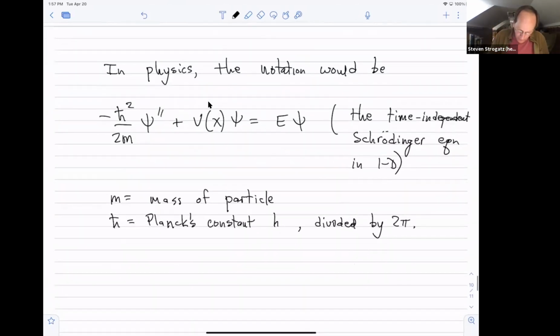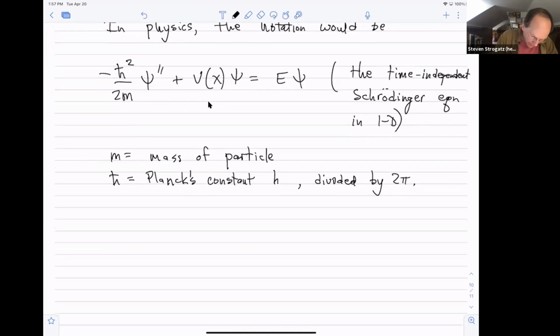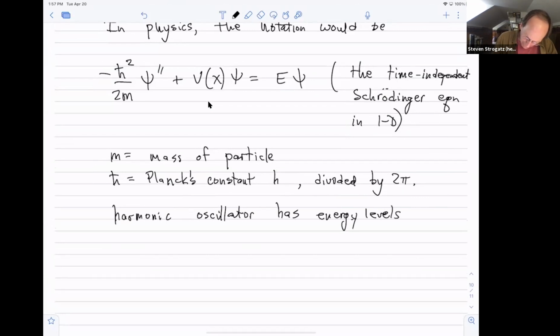And so in those courses, you could show that the harmonic oscillator has allowed energies or energy levels, E sub n is n plus a half times h bar times a frequency omega.